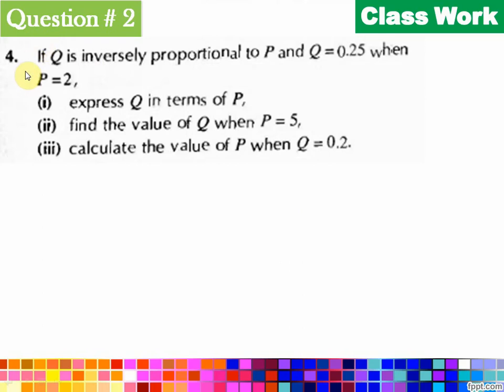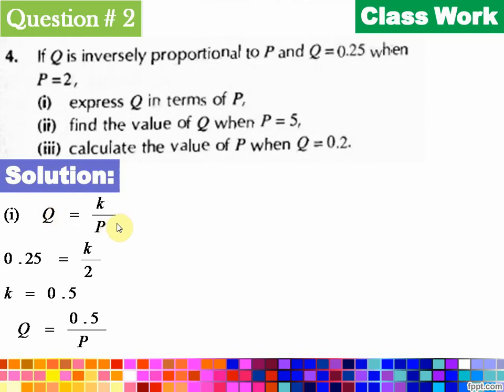Question number 2 is question number 4 in the exercise, and for the lesson presentation it is question number 2. It says that if q is inversely proportional to p, and q is equal to 0.25 when p is equal to 2. Now we write the equation first: q equals k divided by p, where q equals 0.25 and p equals 2. We find the value of k, which is 0.5. Now we express q in terms of p: q equals 0.5 over p, by replacing the value of k.